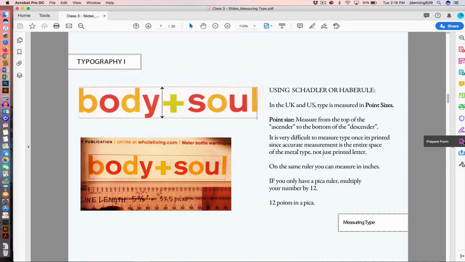And these are those rulers I was talking about, the Shadler or Haber ruler, and how they measure the point size. You measure from the top of the ascender to the bottom of the descender. And like I said, it's very hard to measure type once it's printed. And you can measure rulers, points, and picas with these rulers, and they're very accurate.